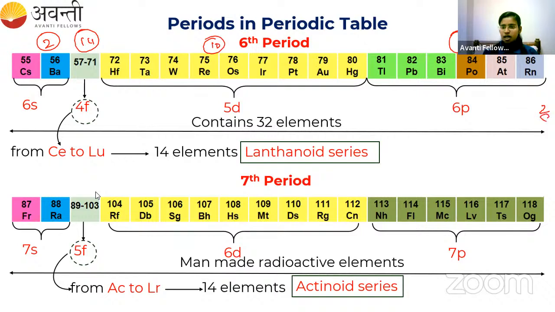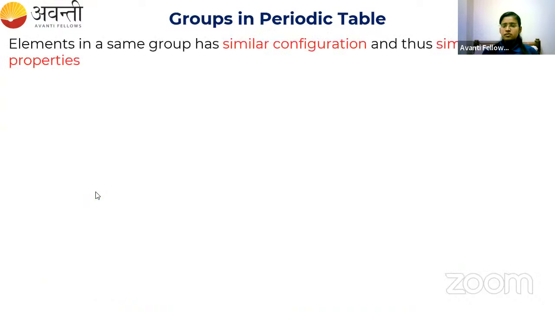In the second period 8, third period 8, fourth period 18, fifth period also 18, and 32, 32. Okay, so these are the element numbers. Now coming to the group information. Elements in the same group. Group means the vertical column, right?